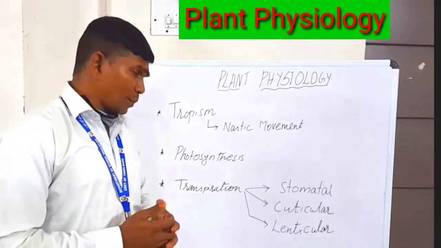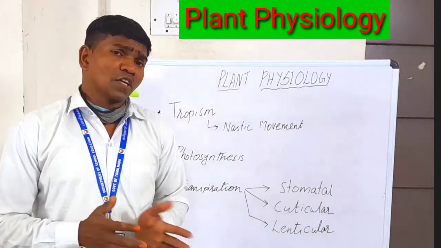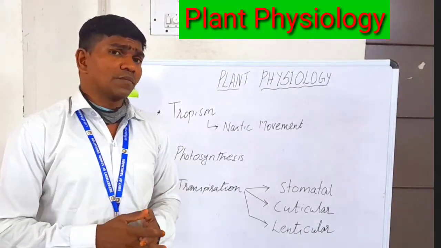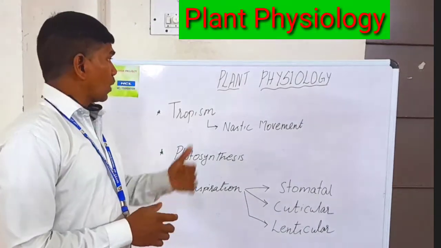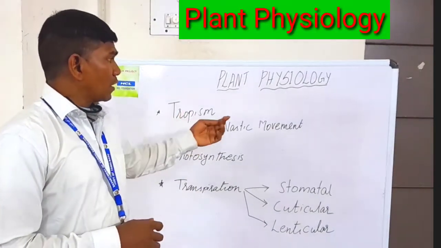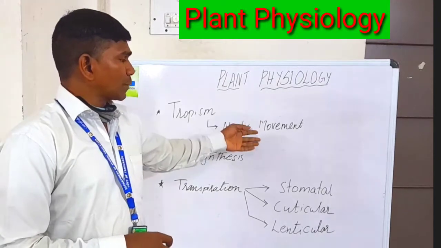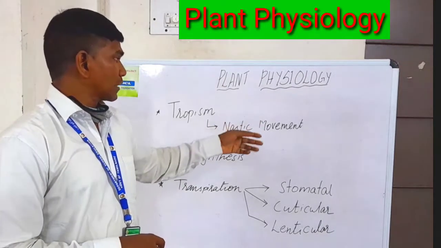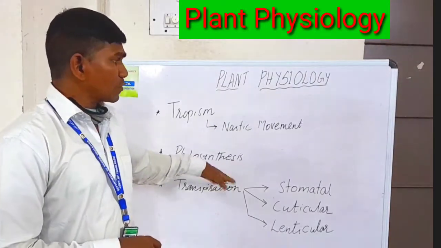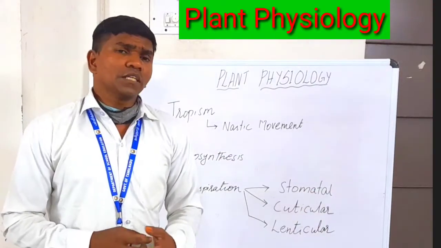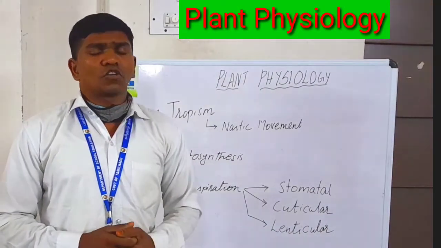You have a very important question: the stomatal structure is very important. Same thing, types of transpiration. What are the types of tropism? What is nastic movement? What are the types of nastic movement? That is photonastic and thermonastic. Then photosynthesis, where the photosynthesis is happening. Same thing, the equation. These are the important topics in the lesson.